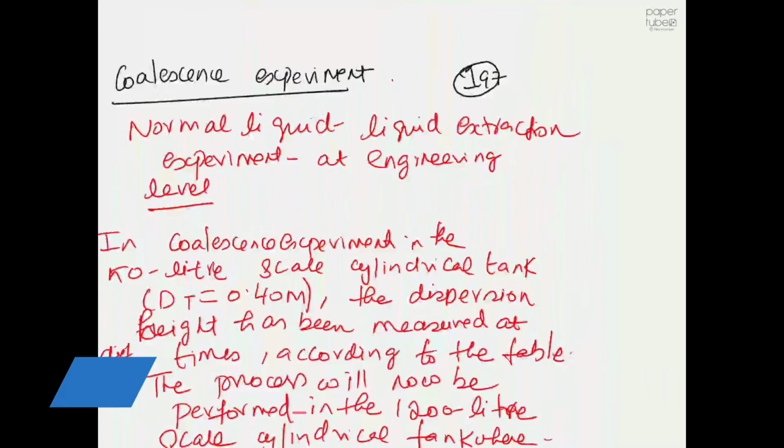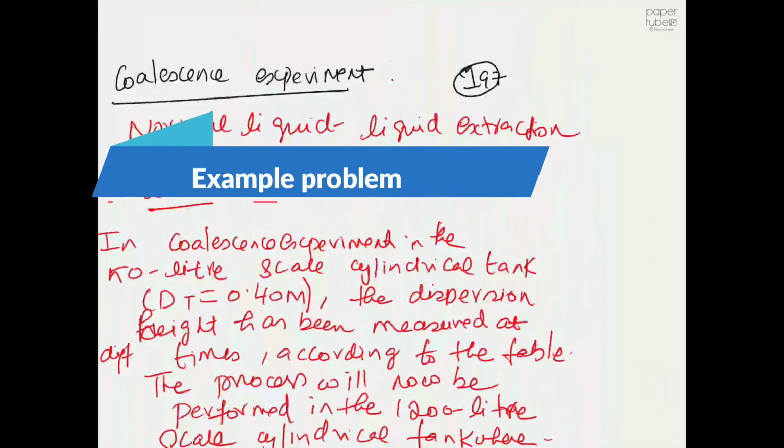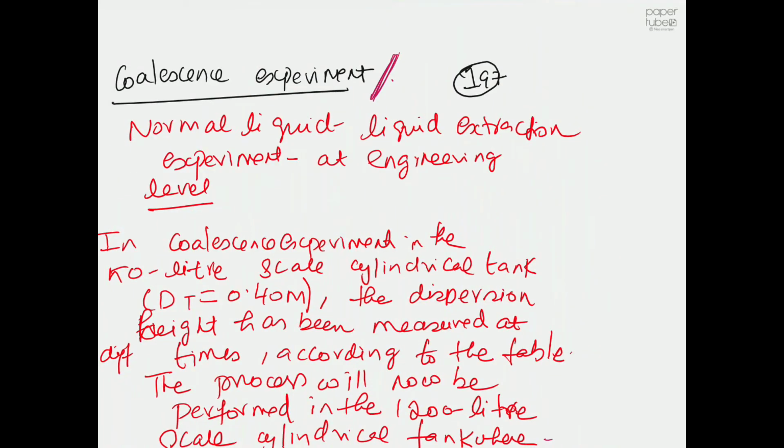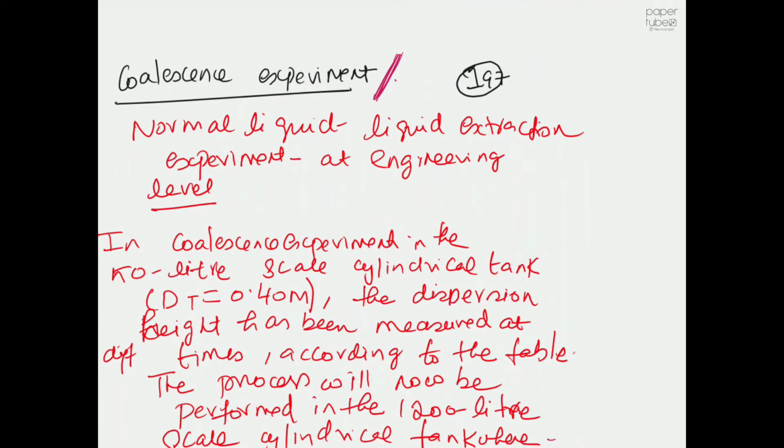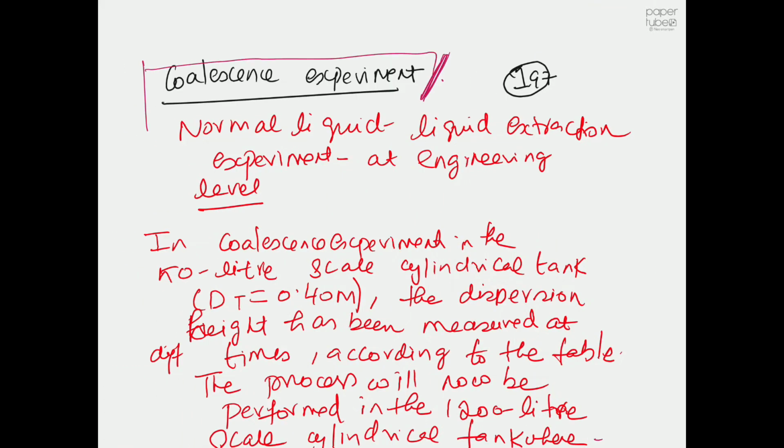Hi, in this lecture we are going to solve a problem. I'm going to show how we perform a coalescence experiment. This type of experiment is performed both at lab scale and also at industrial scale, so it's essential to cover this topic as part of liquid extraction. This is going to be slightly like engineering calculations.